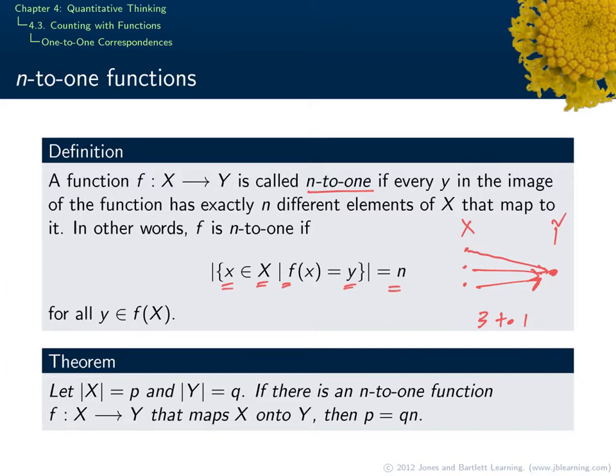Okay, so there's a theorem that corresponds to this, and I think it's probably evident from this figure over here. And that is that if we've got an n-to-1 function from X to Y, then X is going to be n times bigger than Y. For instance, in the example here, we would expect X to be 3 times bigger than Y. So if we have an n-to-1 function that is onto Y, then the size of X is n times as big as the size of Y.